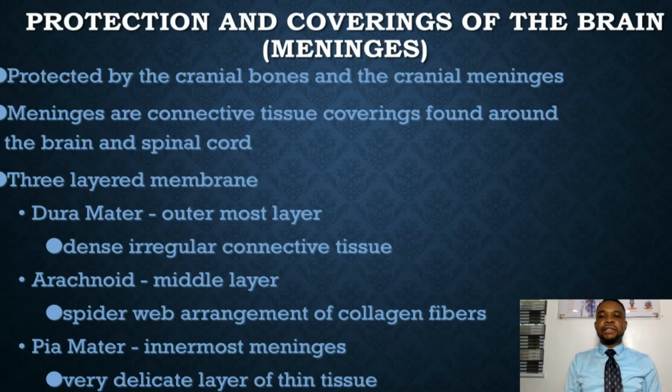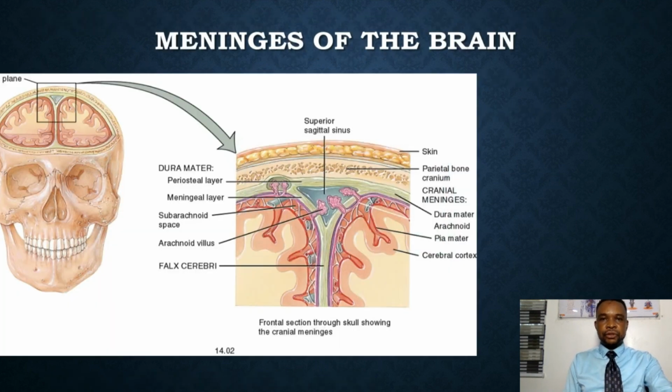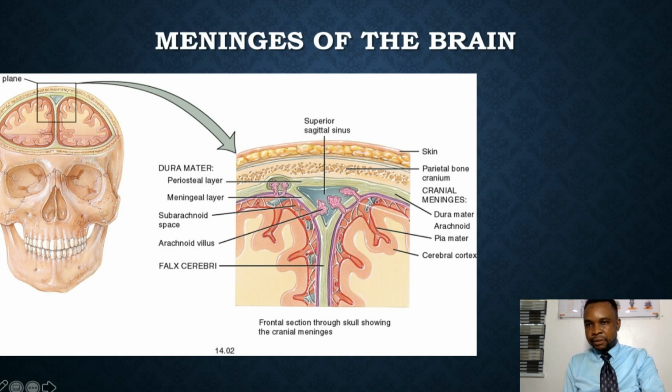The protection given by these meninges to the brain is key in helping the brain to function very well. You can see from this diagram the layers of the brain. This is the dura mater. This is the periosteal layer. This is the meningeal layer, and this is the subarachnoid space. This is from the cranial, from the frontal plane here. You can see the layers of the coverings of the brain.